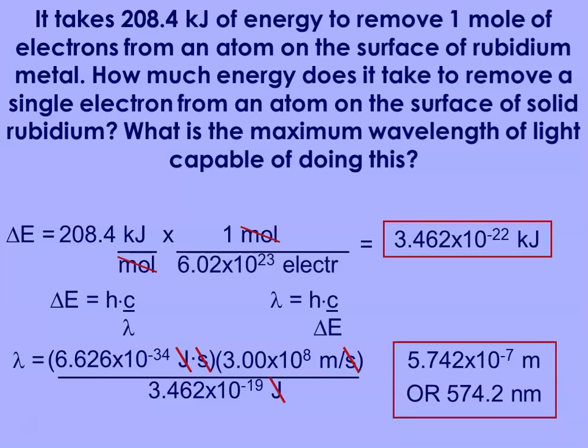And you're often going to see me convert the wavelengths into nanometers because that's where our visible spectrum falls, around 400 to 700 nanometers. And so if it's anywhere in that range, this would be able to be done using light that we can visibly see.